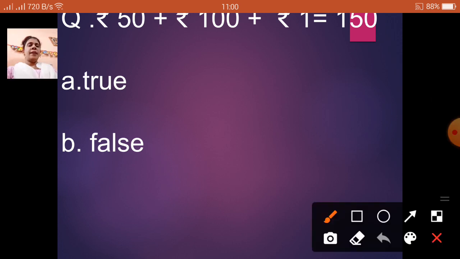Yes, children. We are getting 151 by doing the total. But here it is given 150. So is it true or false? False. Correct. It is false. Okay. Next.